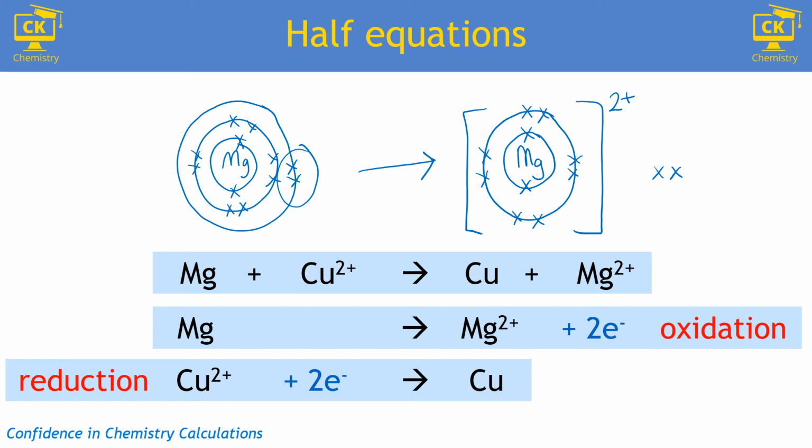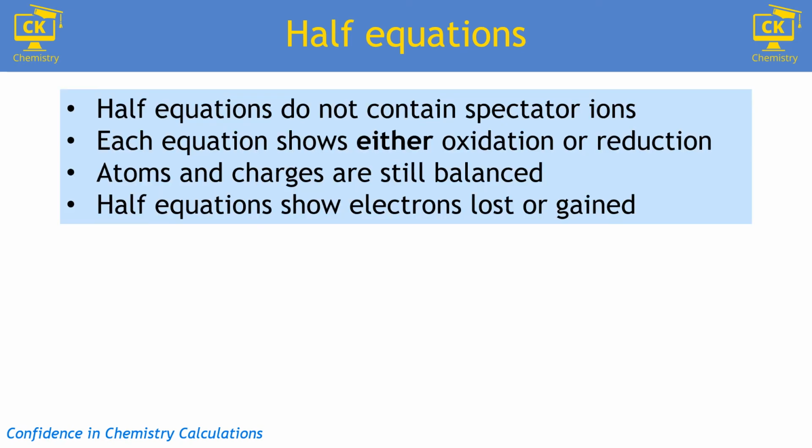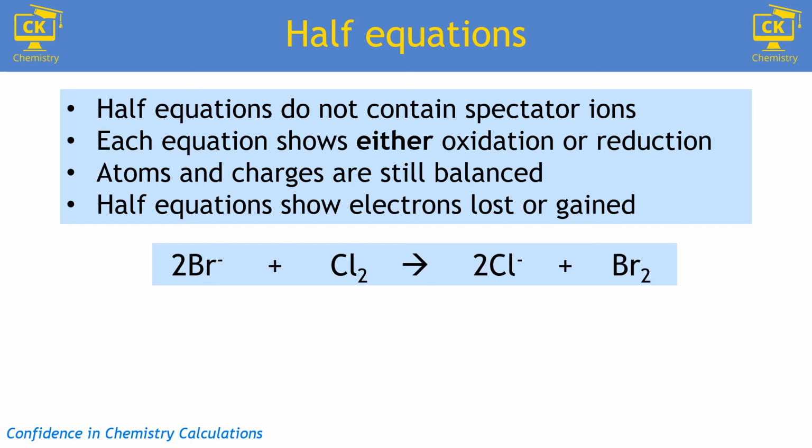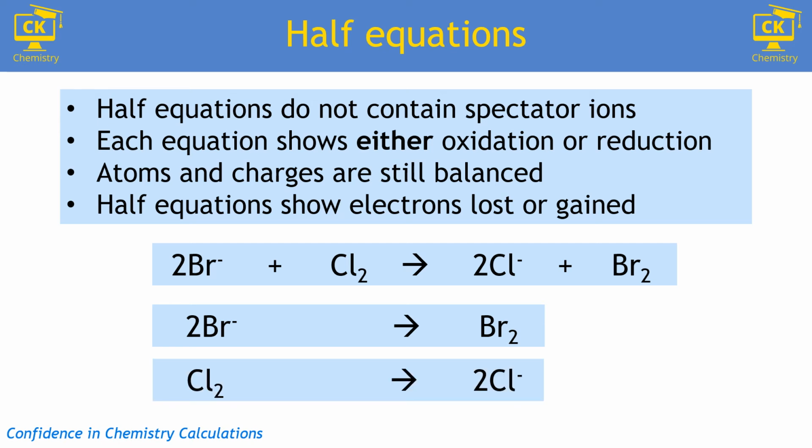How do we do it with the halogens? So let's look at how we'd apply this to a halogen displacement reaction and make half equations for that. So here's my ionic equation for bromide ions reacting with chlorine molecules to make chloride ions and bromine. As before, we're going to take the two halves of the reaction. So there's the bromine half and the chlorine half. And we're going to write them separately with the reactants and products on the correct sides.